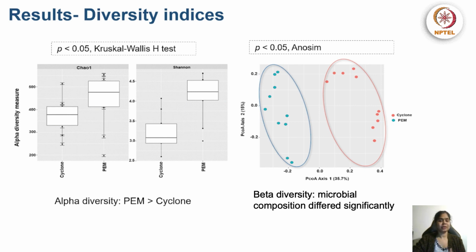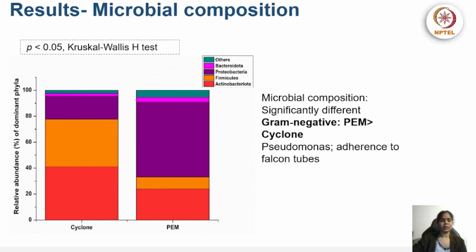So what would be a better way to look into this? What we did next is look into the microbial composition. This is the graph which shows the top 5 dominant phyla from both the samplers. If you look at the bars here, we could see that the composition again is very much different in both the samplers.